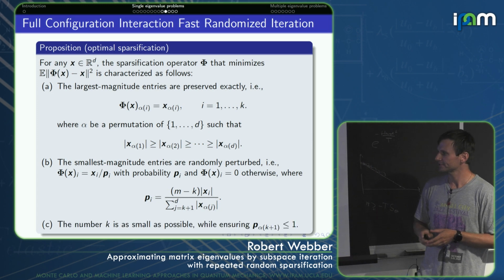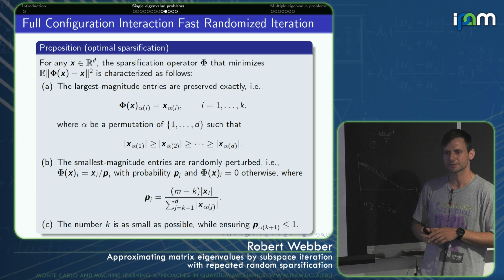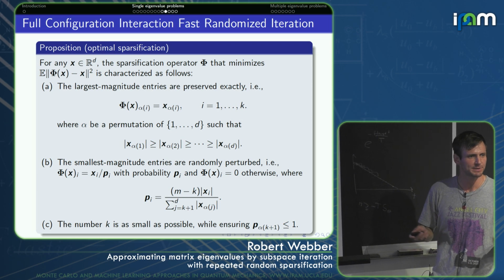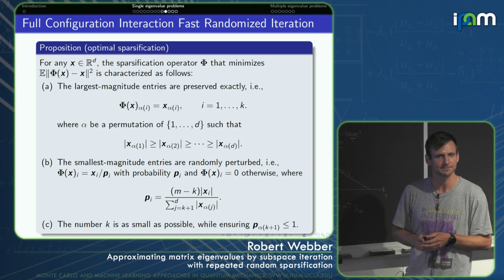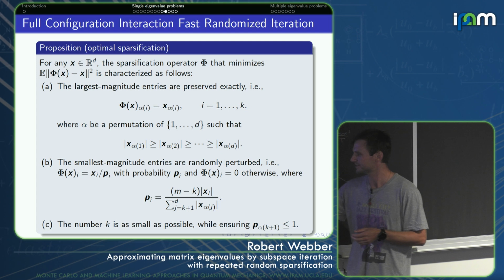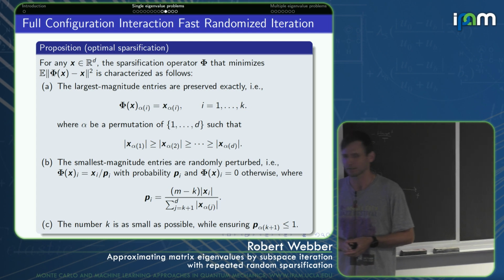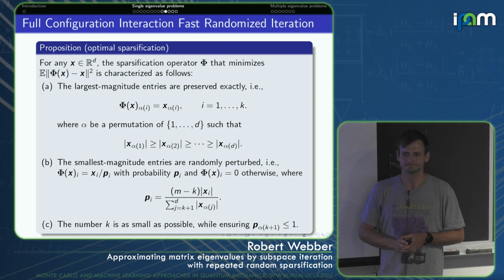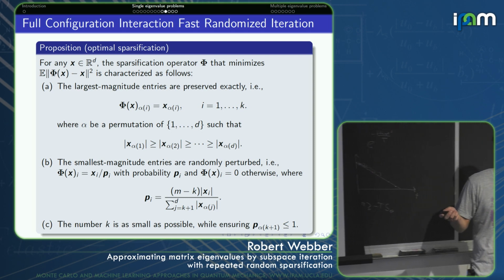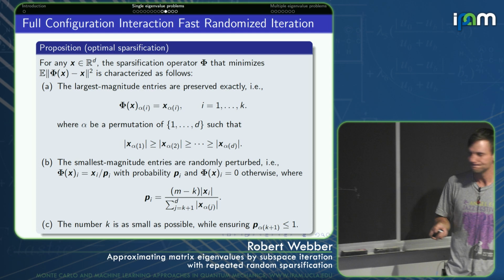Lastly, last bit of the characterization is the number k of exact preservations should be as small as possible. Maybe you'd expect as big as possible. That's actually not quite right. As small as possible, while making sure that all the p's defined by this formula are less than or equal to 1. So that's what it is mathematically.